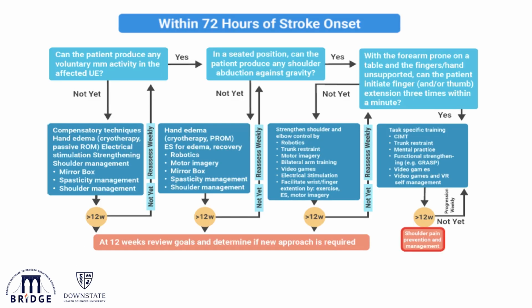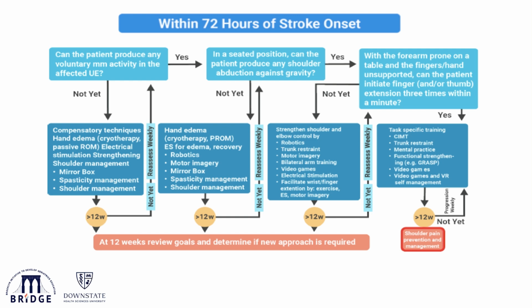This is an important algorithm and can help a lot of healthcare providers figure out where one would stand when you first see your patients in the hospital. This applies to anyone who's going through their interventions within the first 72 hours of one stroke. So the first thing is, can the patient actually produce any voluntary muscle movement in their affected upper extremity? If yes, you want to check for the next question. Move them up into a seated position and then see if this person can actually move their shoulder against gravity. Again, the way I described, so making them move sideways up.